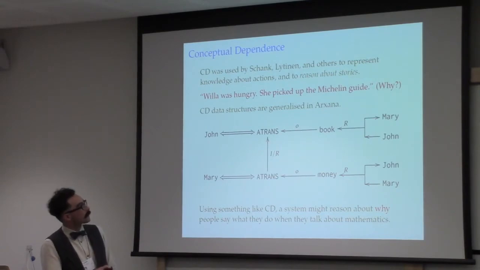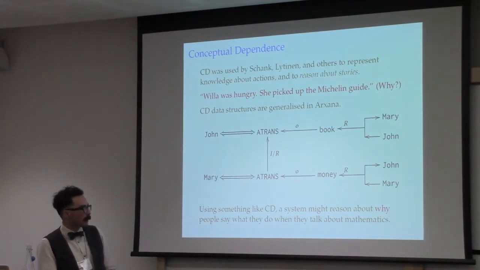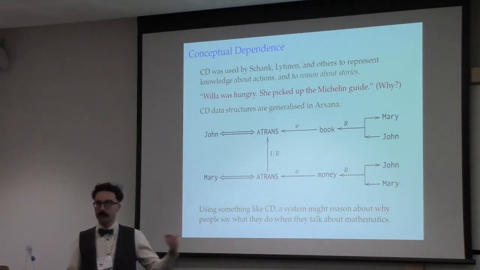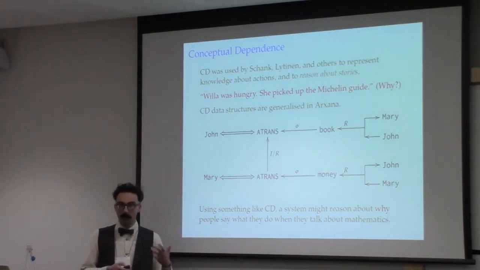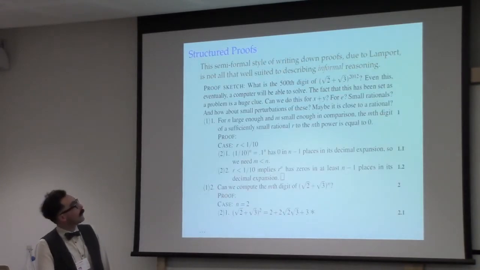And answering this why question is a kind of classic AI thing. So what if we use something like CD theory to build a system that could reason about why people say what they do when they talk about mathematics? Then the previous diagram I showed might actually be meaningful in the kind of computation. So that's that.